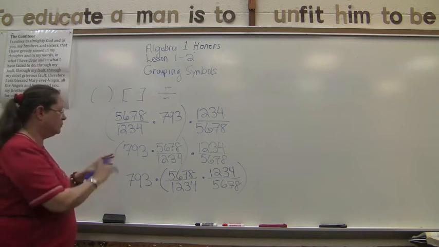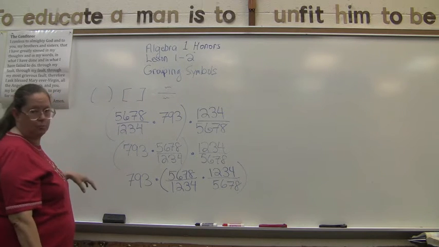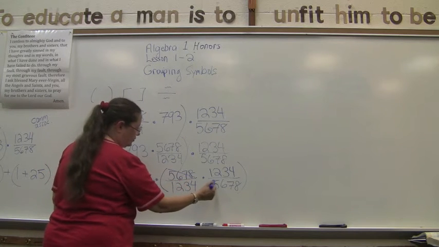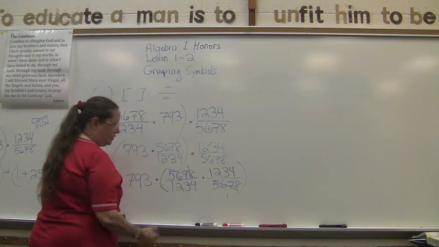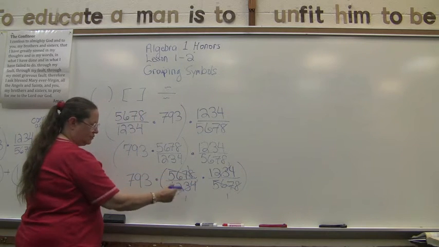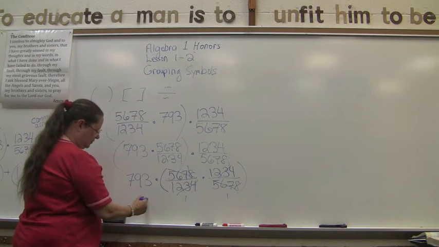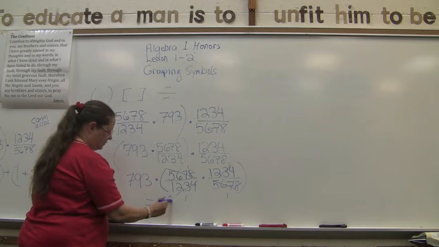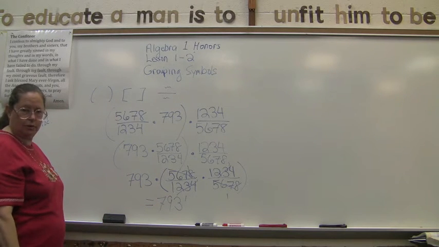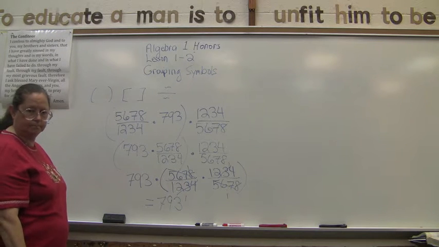Now the problem becomes very simple. Using my grouping symbols and my two properties, right here I can see that this goes into this once, this goes into this once, and that's essentially 1 times 793. My answer is 793.